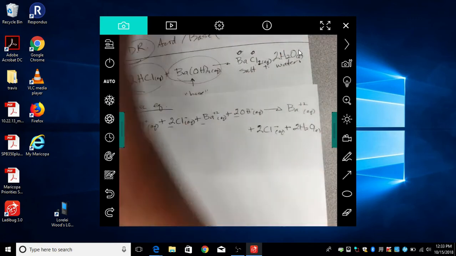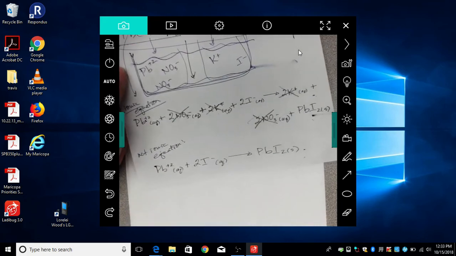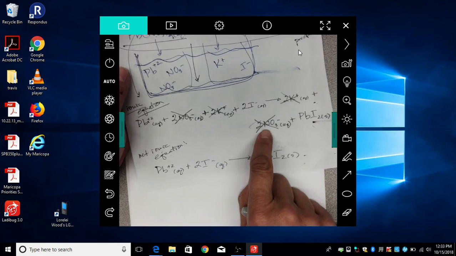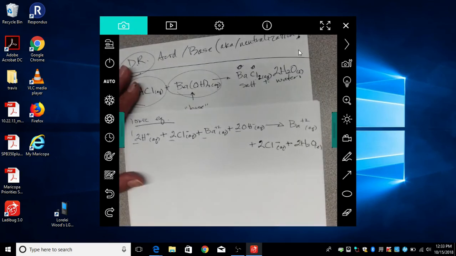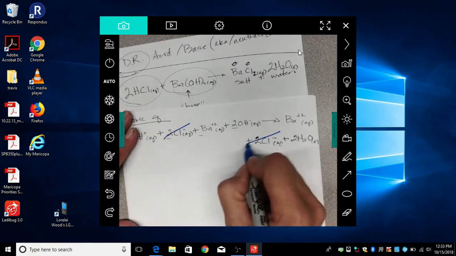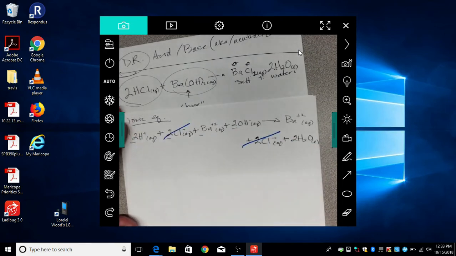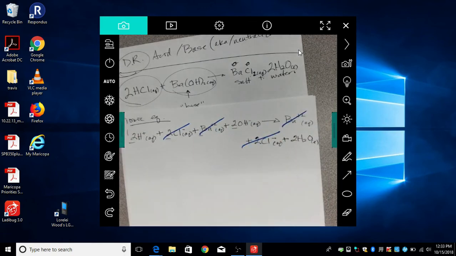All right, so now I have to cross out the spectator ions. The spectator ions are exactly what they were in the previous reaction: the ions that didn't do anything. Nitrate didn't do anything. Potassium didn't do anything. So now we've got to cross out the things. Who's not doing anything here? Looks like chloride ions are spectators. Anybody else? Looks like barium ions are spectator ions also, right?